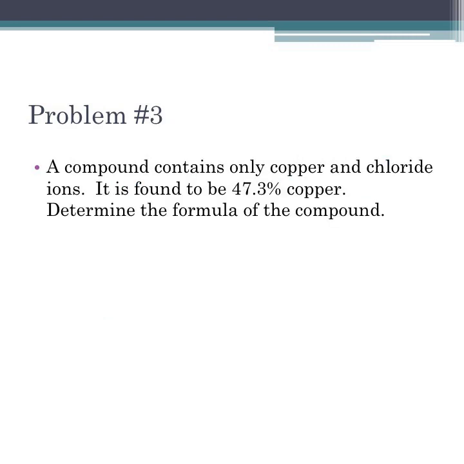Problem 3. A compound contains only copper and chloride ions. It is found to be 47.3% copper. Determine the formula of the compound. This one's a little more complex, but not too bad. It actually probably involves less work.